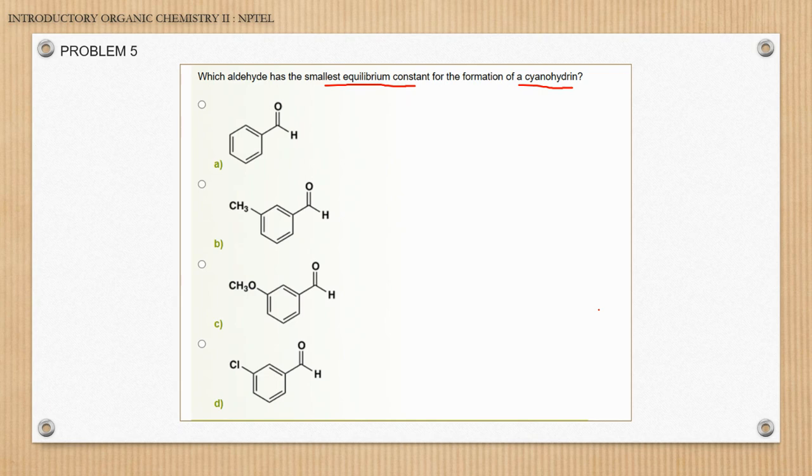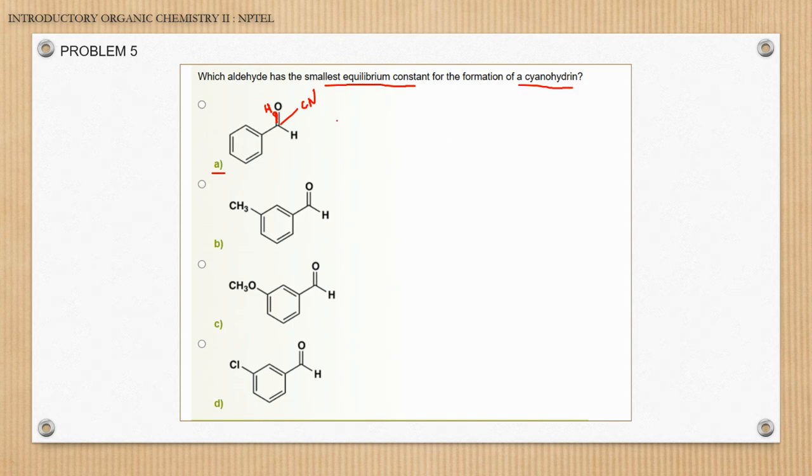Now they are asking you the smallest equilibrium constant. So which will be having the smallest equilibrium constant? The aldehyde which is less facile to give you the formation of cyanohydrin will have the smallest equilibrium constant, right? So coming to all the options, first of all, in option A, if the cyanohydrin will form, then what will happen? This cyano and this OH is getting formed, right? This will become a single bond.